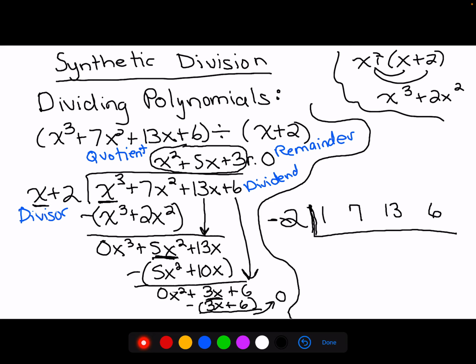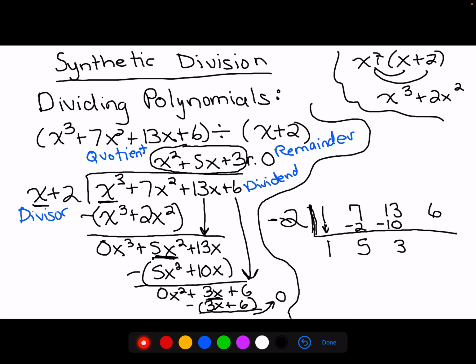Okay, so we bring down the first number, the 1. Then we're going to multiply that negative 2 and the 1, and we're going to get negative 2. So we'll put that over there under the 7. And then we're going to add the results and get 5. Take the negative 2 times the 5, we get negative 10. Put that under the 13. Add the results, we get 3.